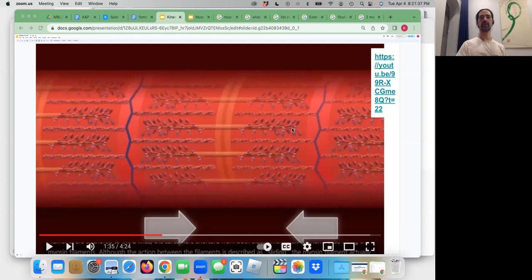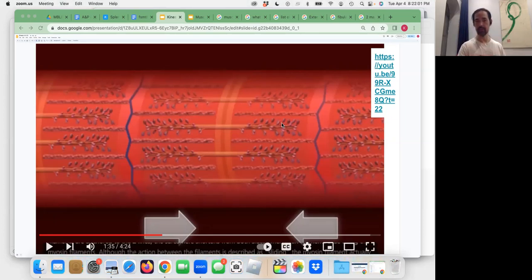So what happens is, when it's time for the sarcomere to contract, the Z lines get pulled closer together. They're pulled because they attach to the actin, and the actin is pulled by the myosin fibers. The myosin fibers have little heads that grab the actin and pull them. They do like a come hither. They pull them and the two Z lines come together.